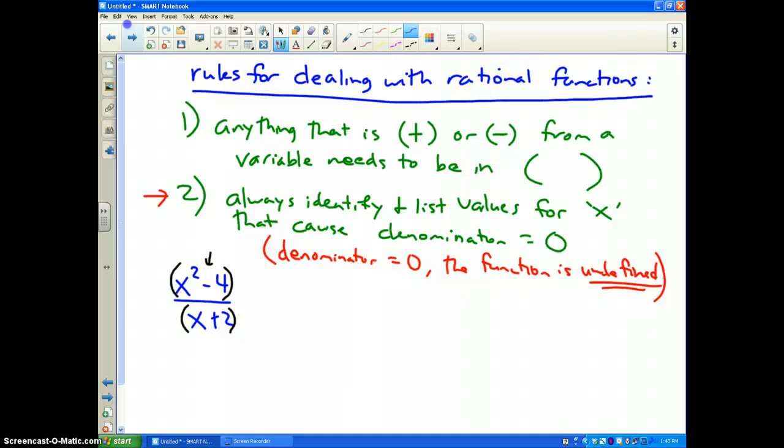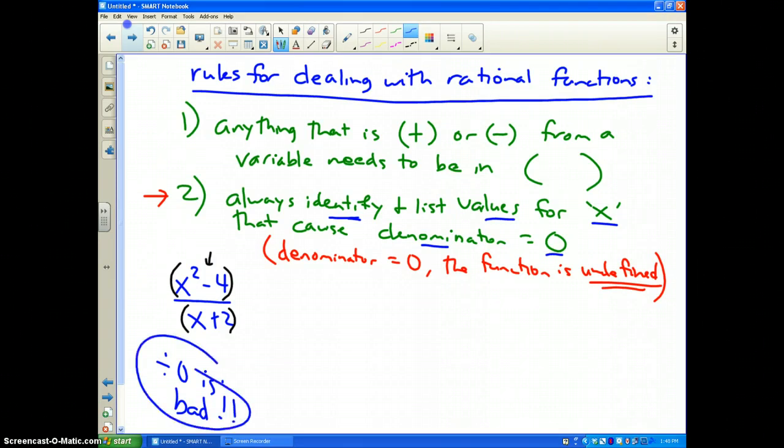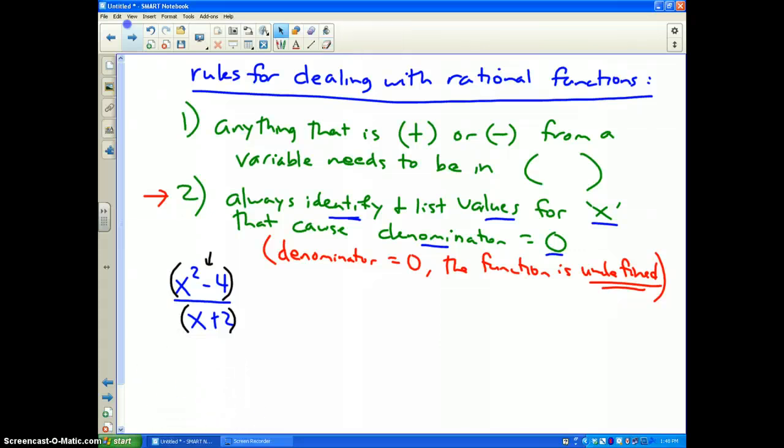Rule number two, identify values for x that cause the denominator to be zero, because you all know we cannot divide by zero. Dividing by zero is bad. You cannot divide by zero. So therefore, we need to figure out what number x can be to make that denominator zero. Well, obviously, I hope you all know x is negative 2 is going to be a bad value for this particular problem. This is no good. You cannot use negative 2 for x.